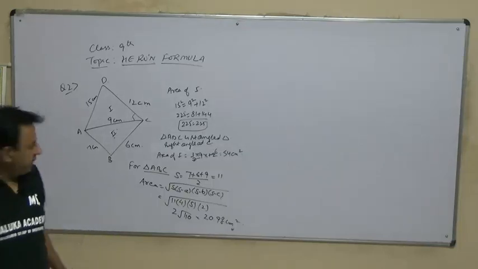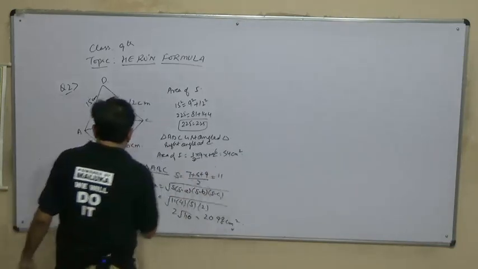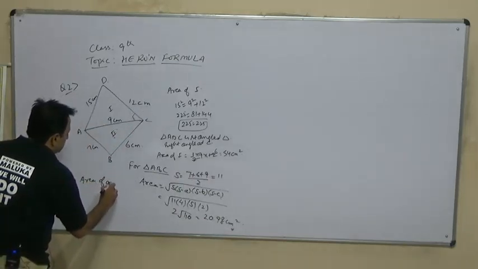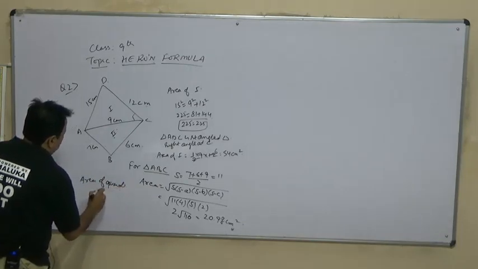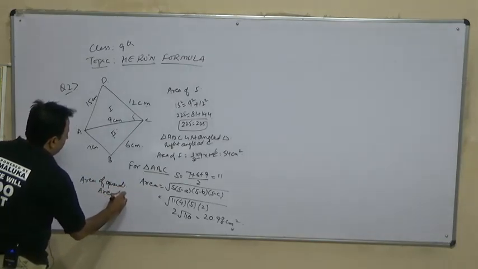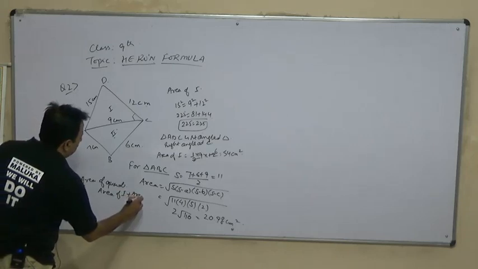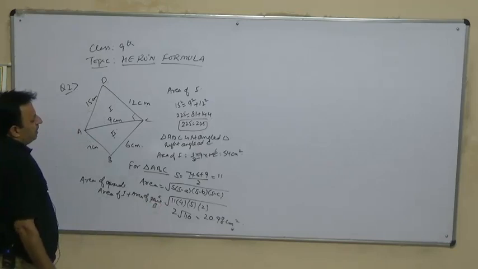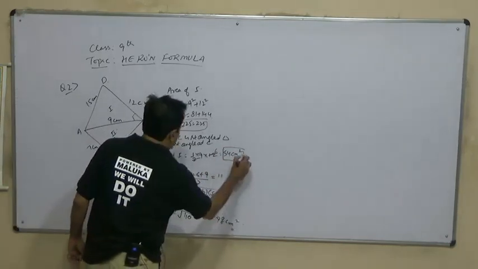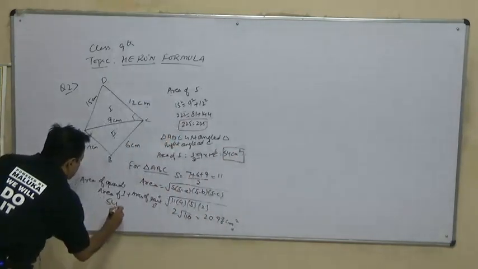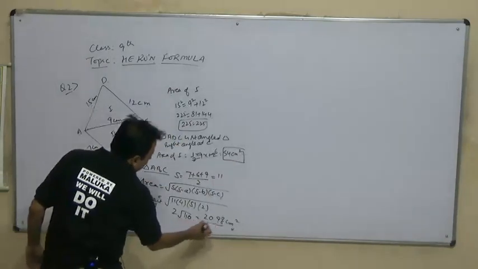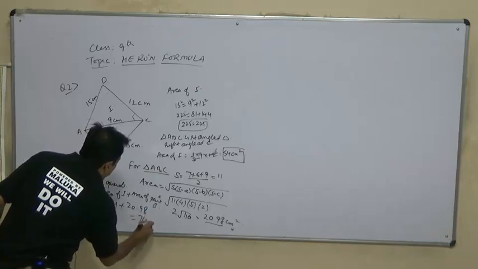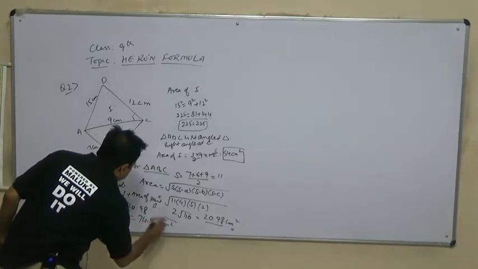So the total area of the quadrilateral will be the area of part 1 plus the area of part 2. What is the area for part 1? This is 54 centimeter square, plus for the second this is 20.98. So this will be 74.98 centimeter square.